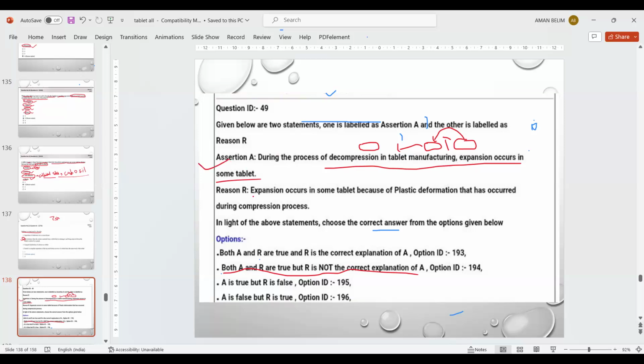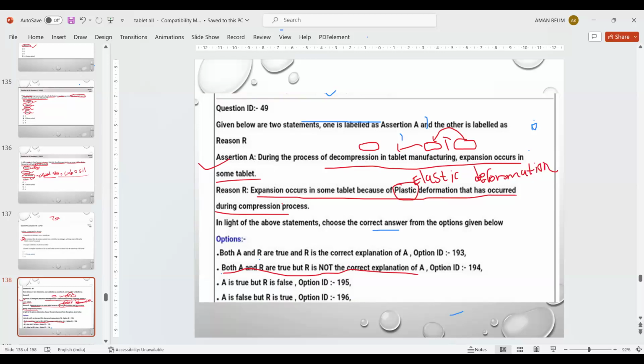The assertion is right. Now the reason: expansion occurs in some tablets because of plastic deformation. No, it is because of the elastic deformation. It is because of the elastic deformation that this expansion will occur.